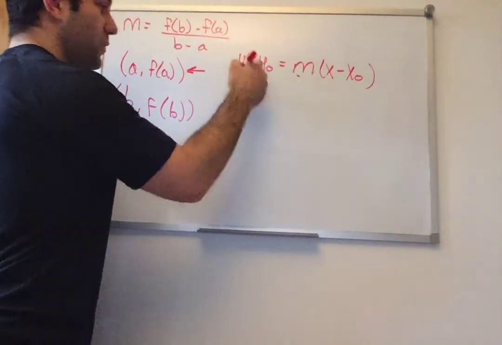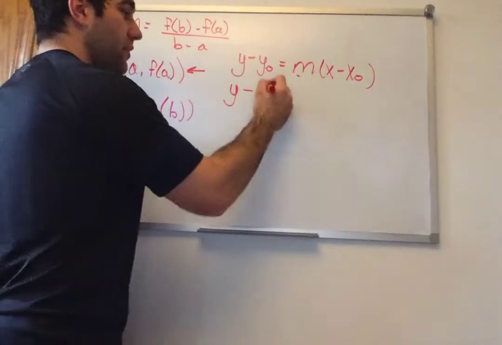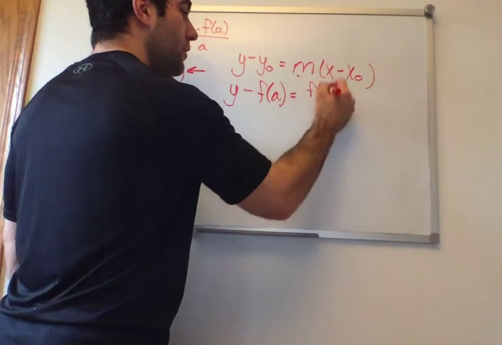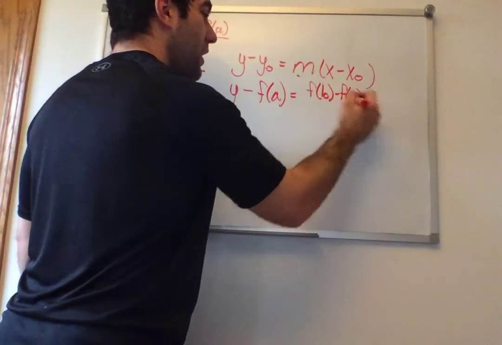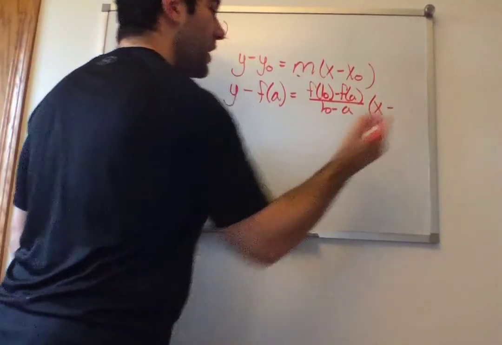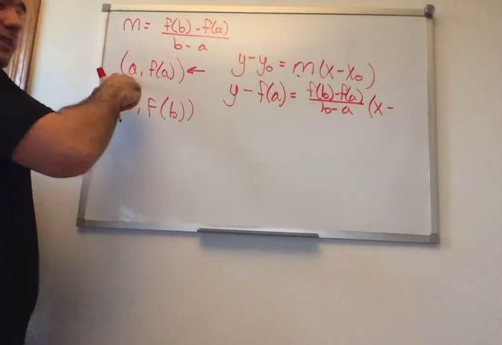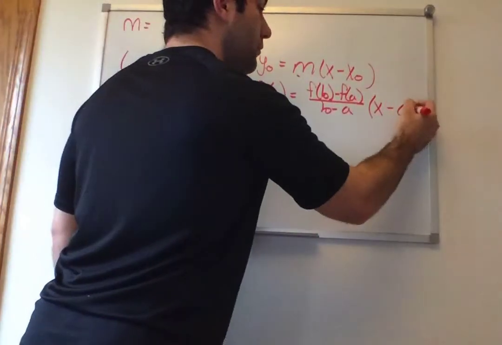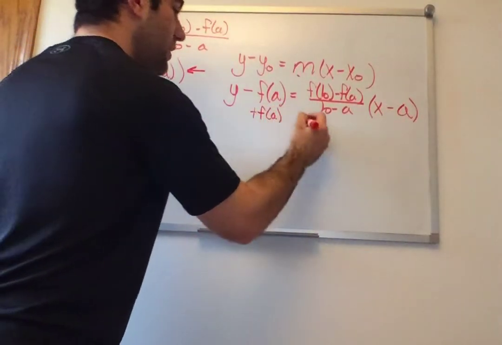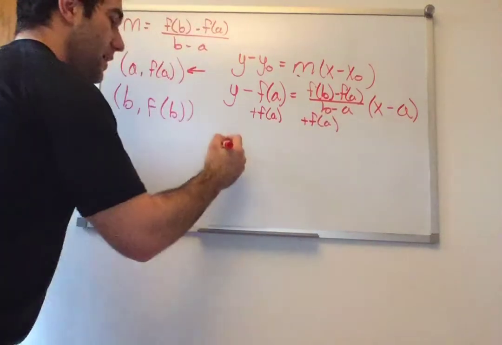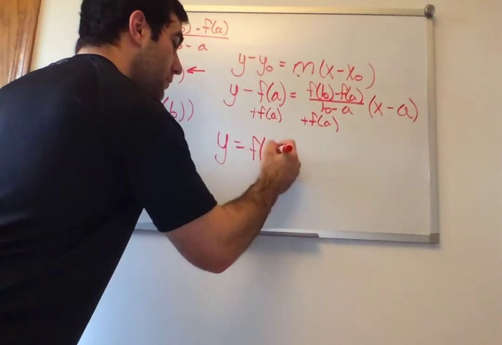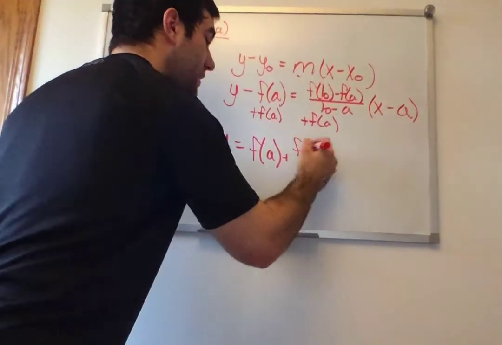So we got y minus y naught. y naught is f of a. Is equal to the slope. Here's our slope. f of b minus f of a divided by b minus a times x minus x naught. x naught is just a. Now I'm going to add f of a to both sides. And now I have the equation for the secant line.